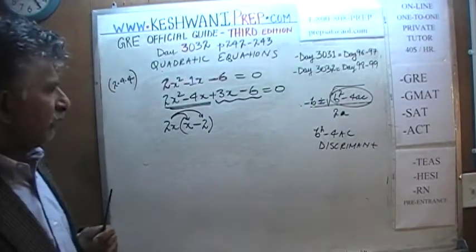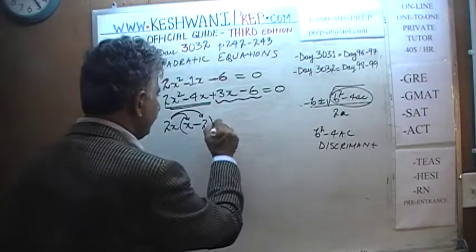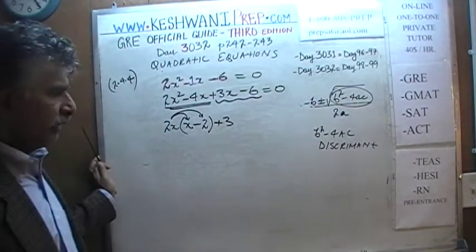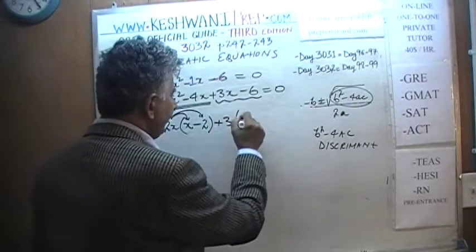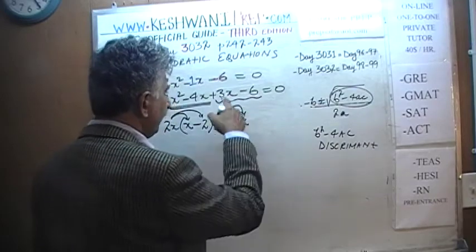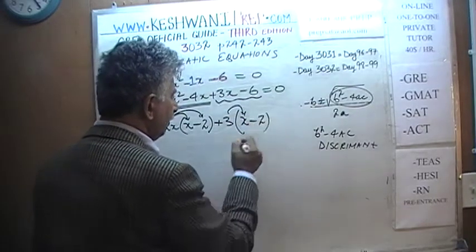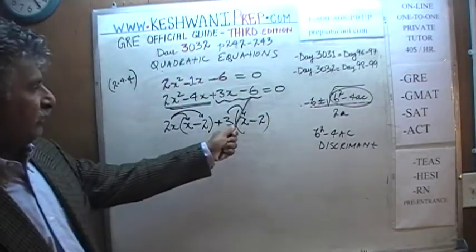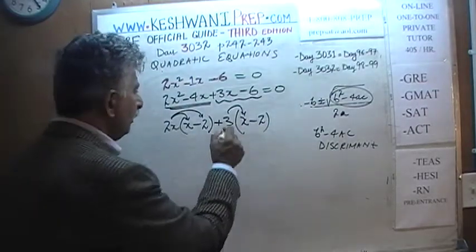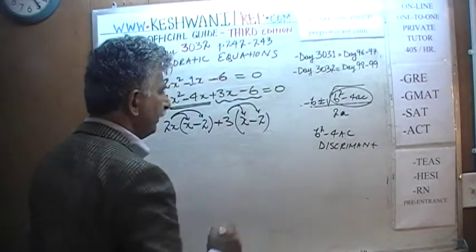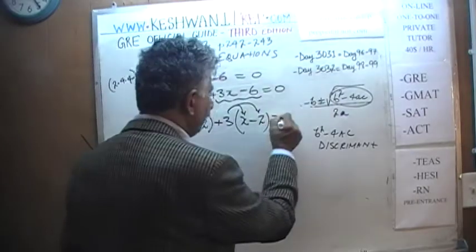Let's look at these two terms. What do we have common here? We have a common factor of 3. Once we take out a common factor of 3, we are just left with x here, because 3 times x gives us our 3x. And once we take out 3 from negative 6, we are left with negative 2, because 3 times negative 2 gives us our negative 6. And that has to equal 0.